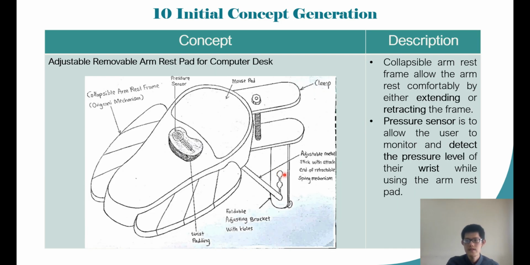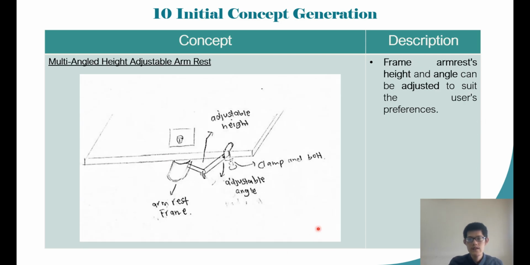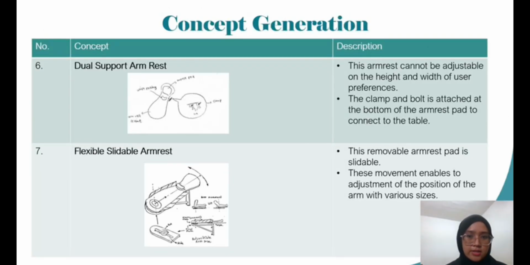The fourth type consists of an armrest that is able to comfortably extend or retract the frame. There's a pressure sensor located in it that allows the users to detect the pressure level. For the fifth type, the frame of the armrest height and angle can be adjusted to suit the user preference. Next, we go to the next concept generation, which is dual support armrest.